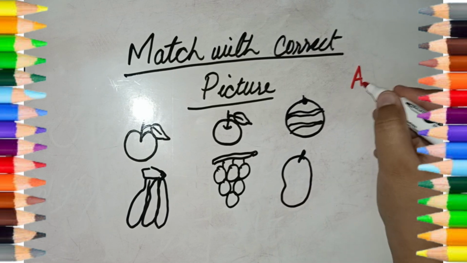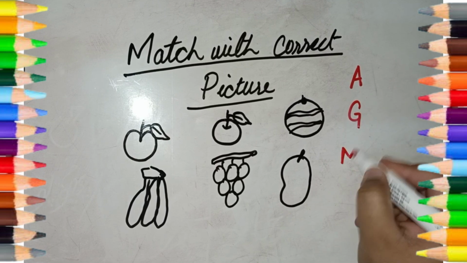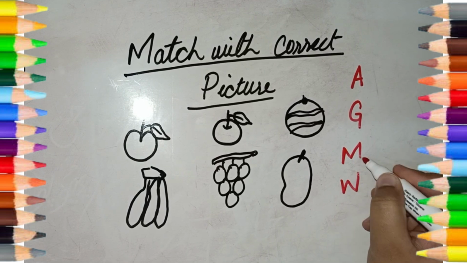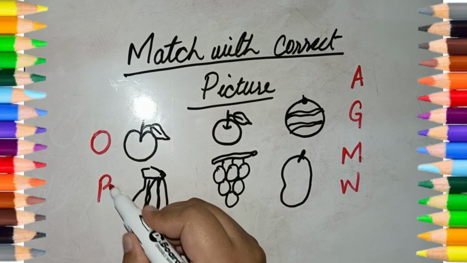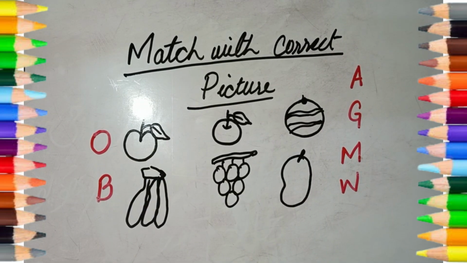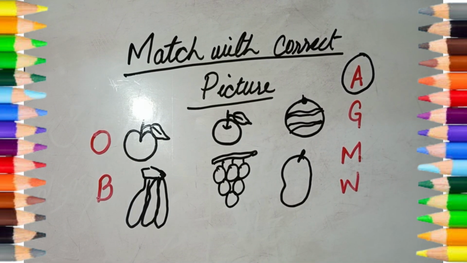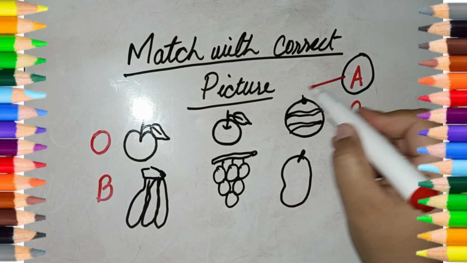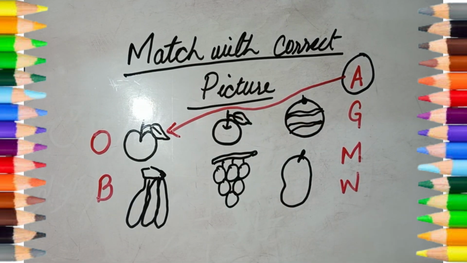Okay, we have alphabet A, G, M, W, O, and we have B. So tell me, we have apple. So the correct alphabet for apple is A. Yes, A for Apple. Let's match the A alphabet with apple. Well done. Next we have orange.